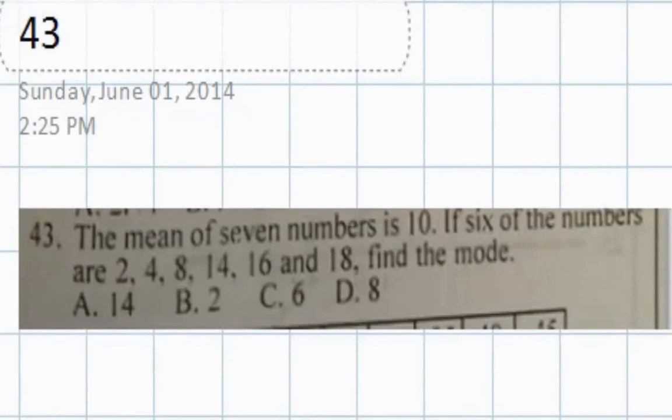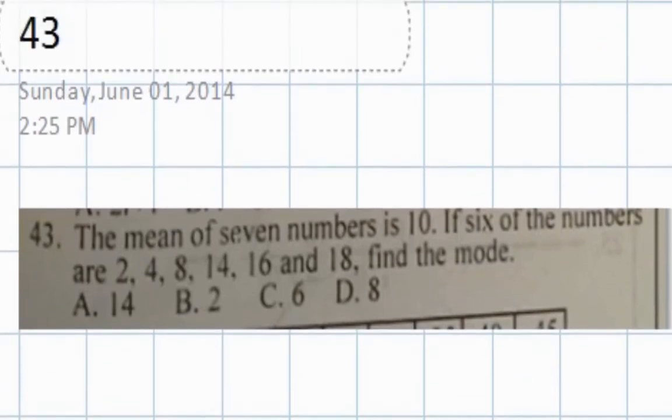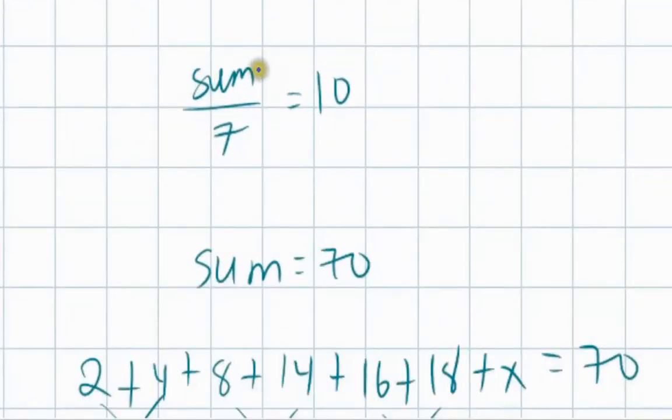Question 43 says the mean of 7 numbers is 10. If 6 of the numbers are 2, 4, 8, 14, 16, and 18, find the mode. So the mean of the numbers is 10. That means the average, so the sum over the number of terms gives me 10. So that means that the sum is going to be 70 if I just solve for the sum here. So sum is equal to 70.